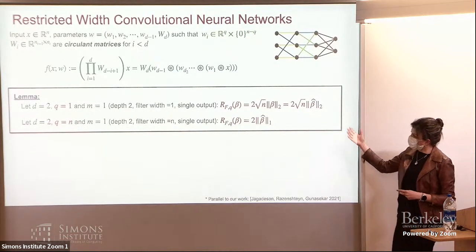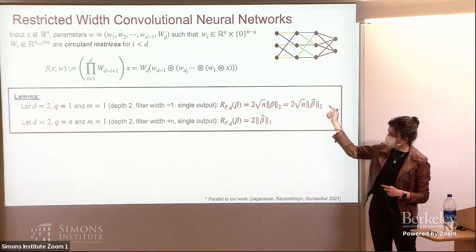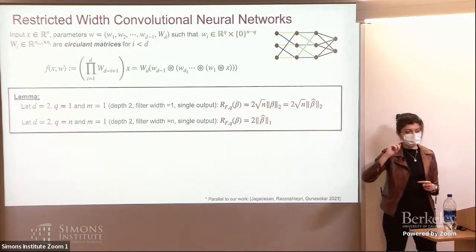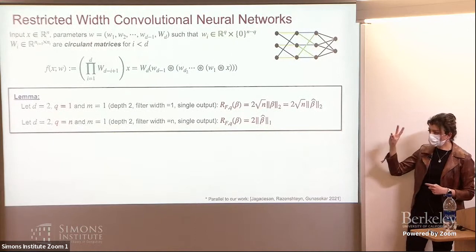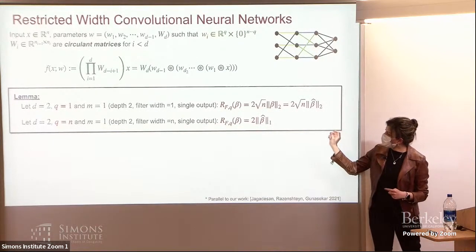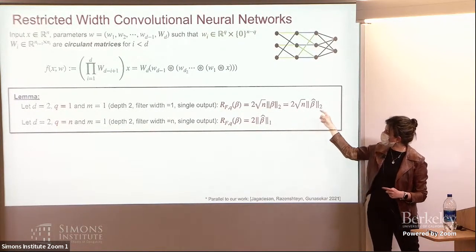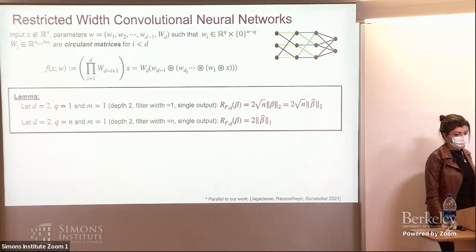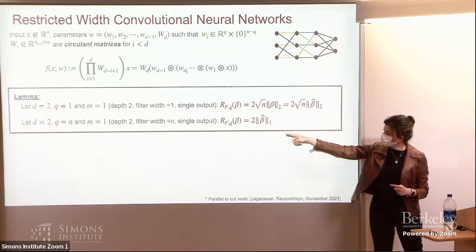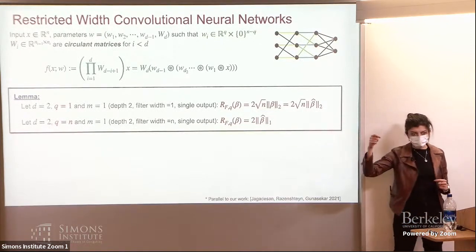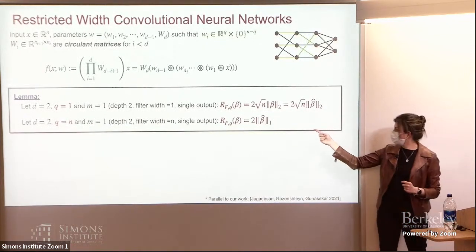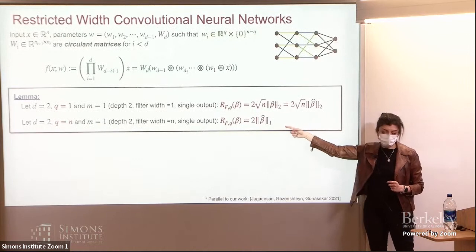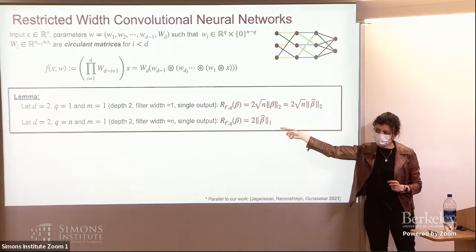The first result is that in a two-layer network, if the filter width is equal to 1 and we have a single output, the representation cost is going to be the L2 norm in the Fourier domain. If Q is equal to N, which means that you have full width, the induced complexity is going to be the L1 norm in the Fourier domain.